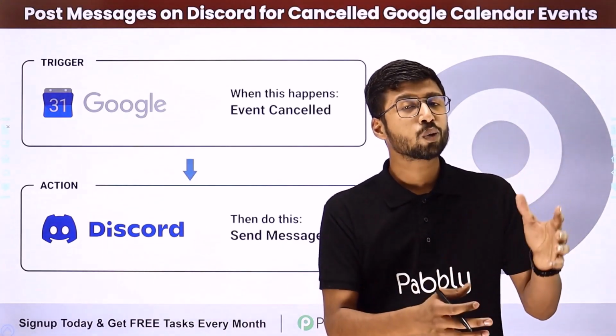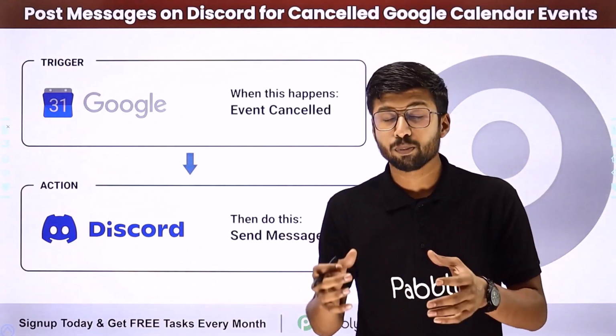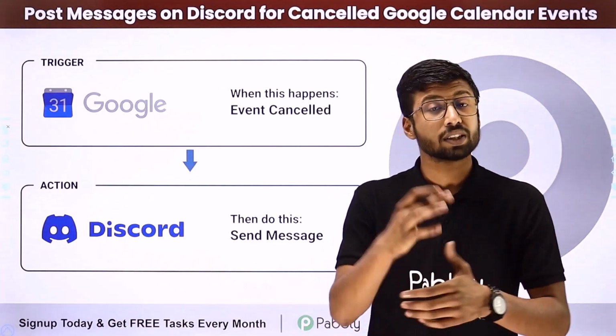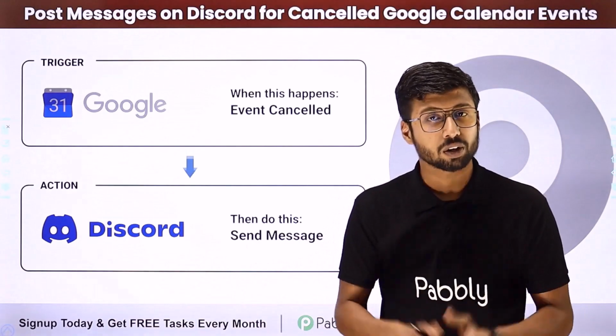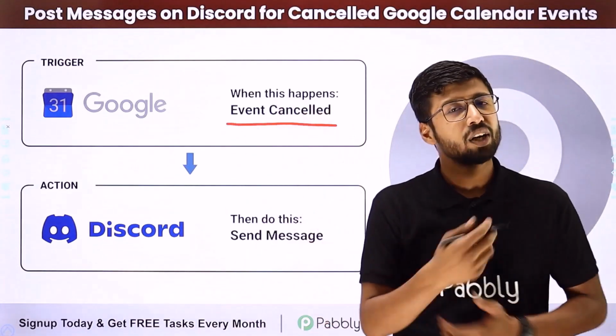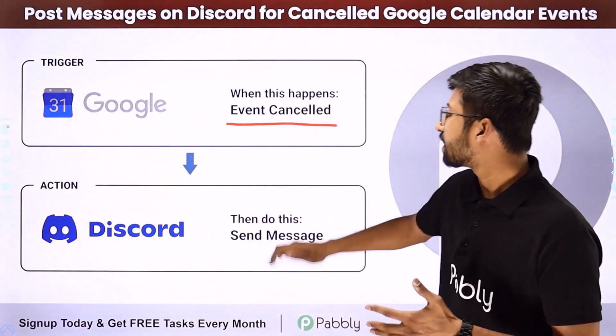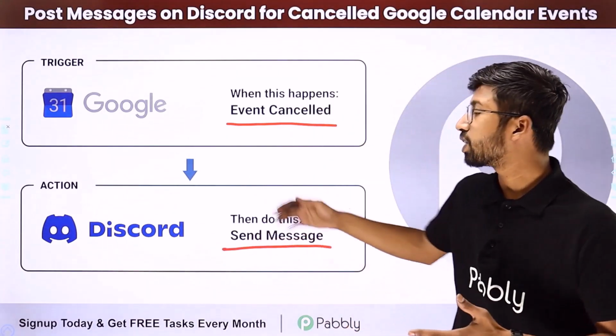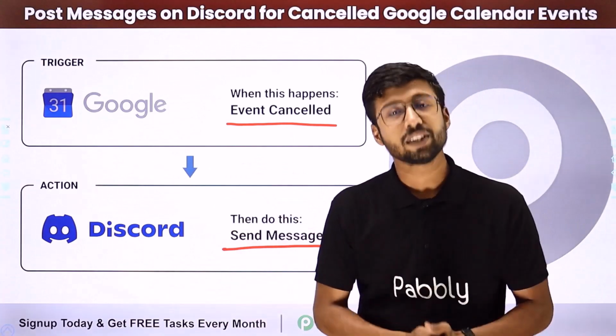Now suppose if you're using Google Calendar to manage all your important dates, important events, and all of your appointments, this automation is going to help you a lot. And using this, whenever an event gets cancelled in Google Calendar, automatically the cancelled event details and the notification will be sent as a message on our Discord channel to update our team members.